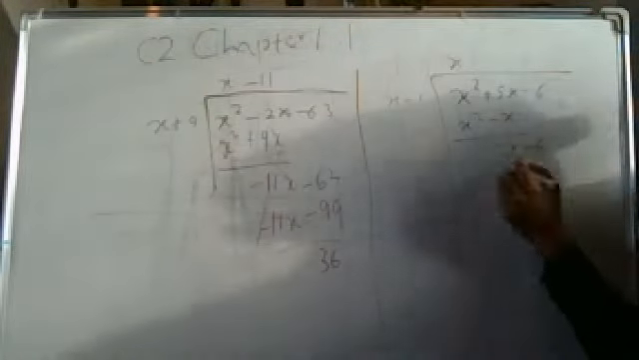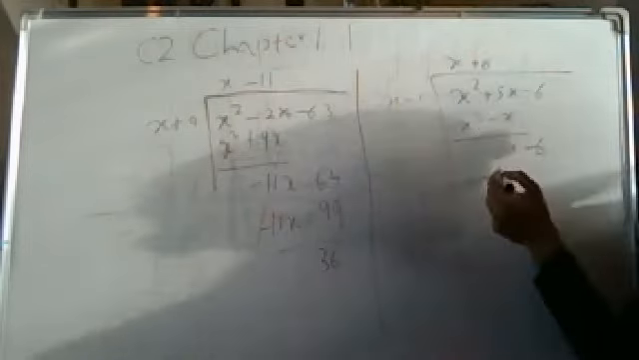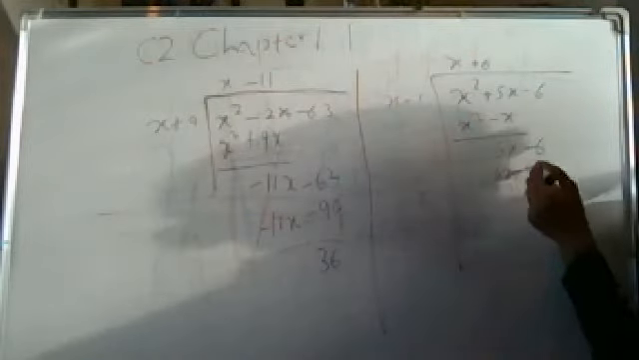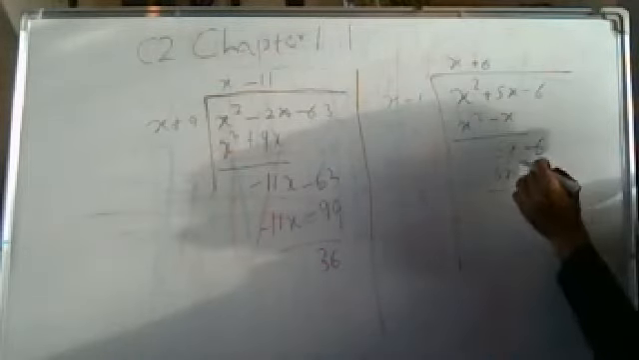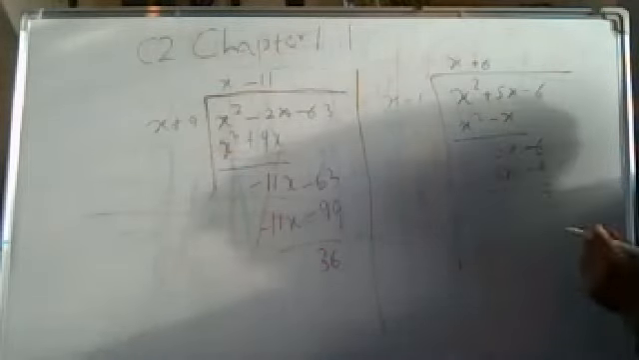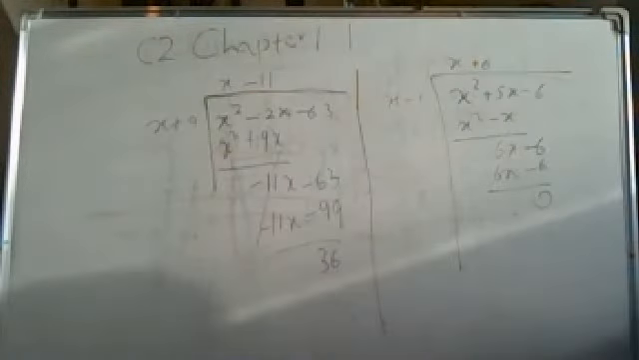So 6x divided by x is plus 6. 6 times x is 6x. 6 times minus 1 is minus 6. And when you subtract that, you get 0, because 6x taken away 6x is 0. Minus 6 minus minus 6 is the same as minus 6 plus 6, which is also 0. So there you go. Let's do one more question where it is a little bit more complicated than this.